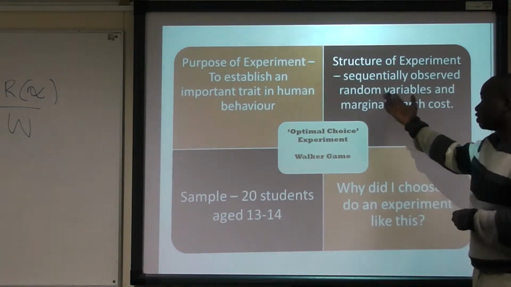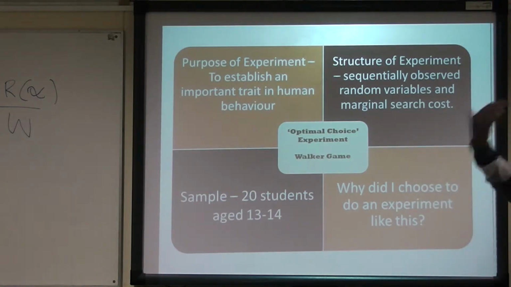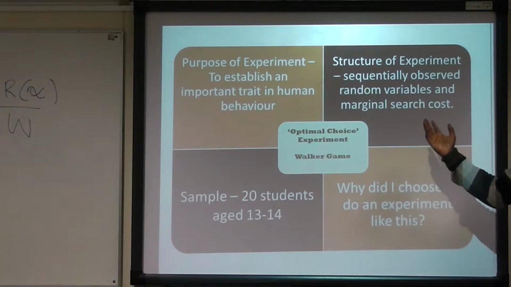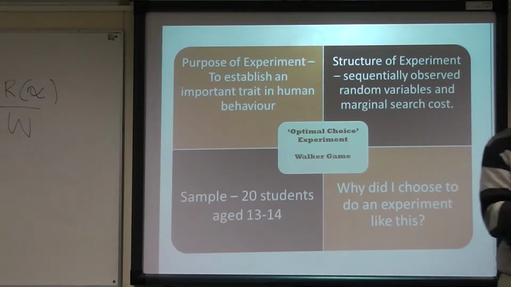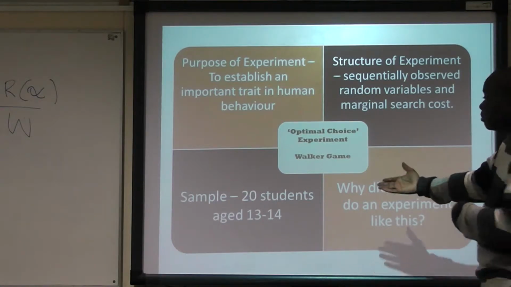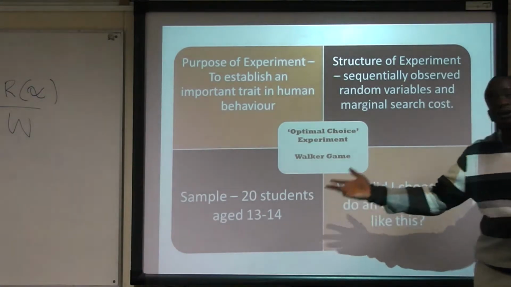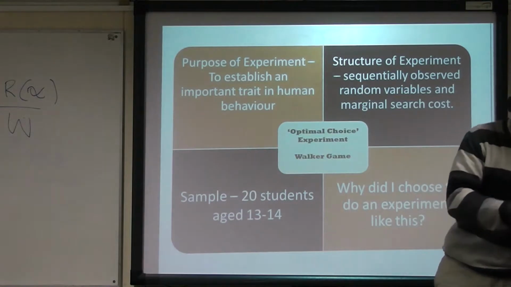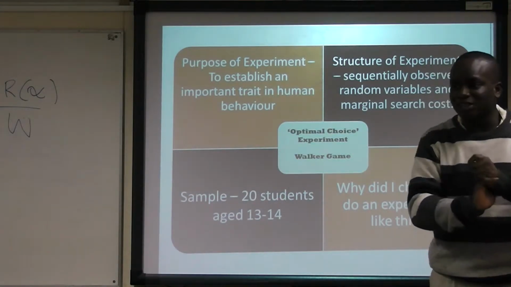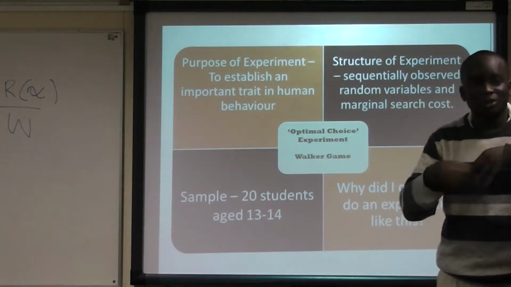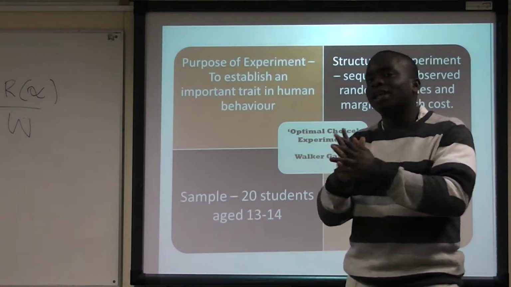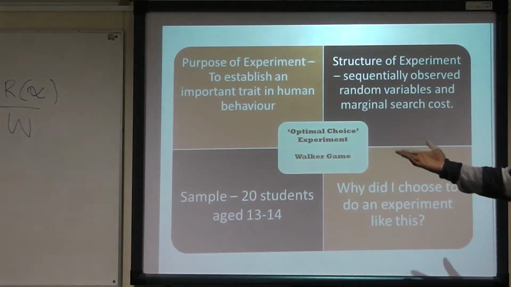So the structure of the experiment. You've seen the structure: sequentially observed random variables, and there was a marginal search cost introduced just to make sure there was some parallel with the labour market and with everyday life. The sample: 20 students aged 13 to 14. I might repeat this experiment with sixth formers, so don't tell anyone. I'd just present it to them far more formally, if I have time.